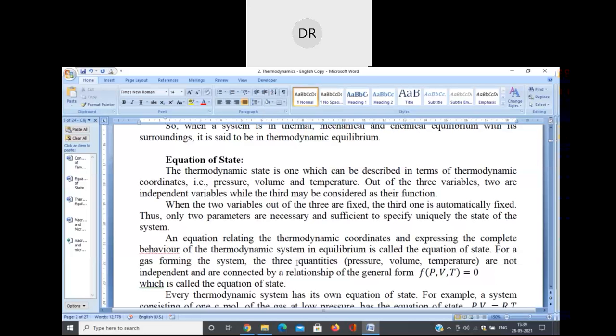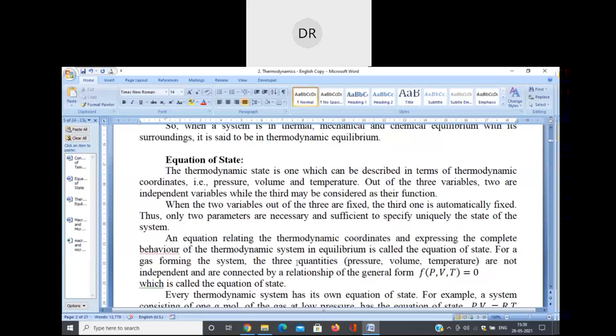In a similar sense, a thermodynamic system at every time may be in a certain state, a certain condition. How we represent the condition of a thermodynamic system comes under the equation of state. So every state, every condition of a system is described by using an equation called the equation of state.